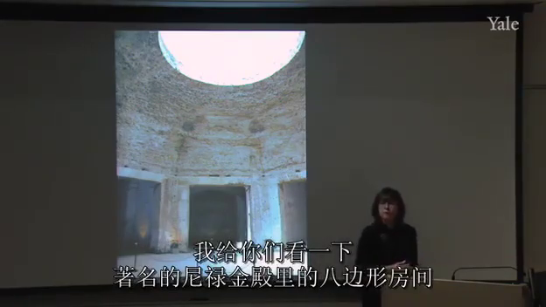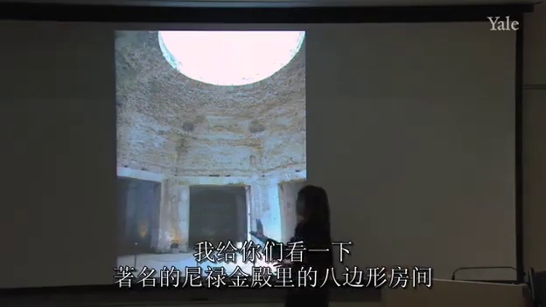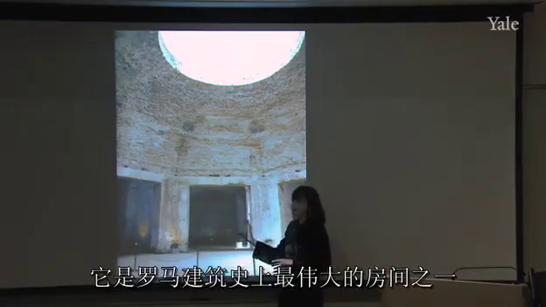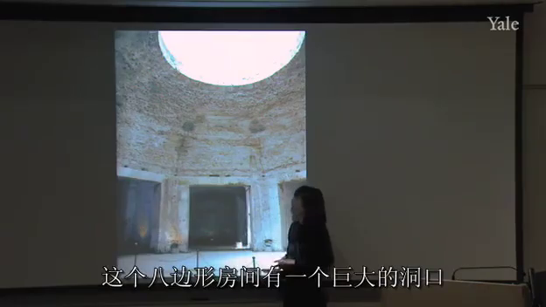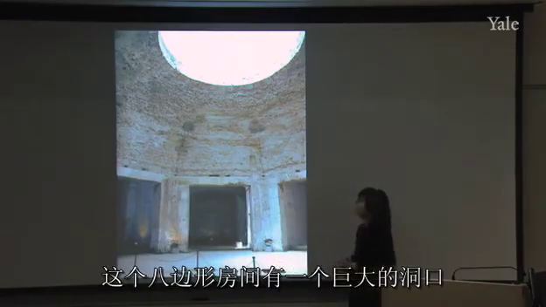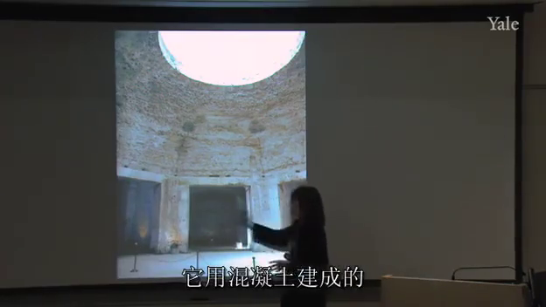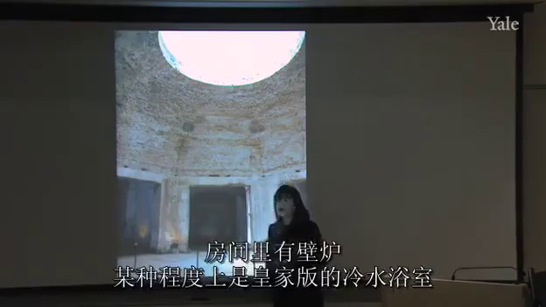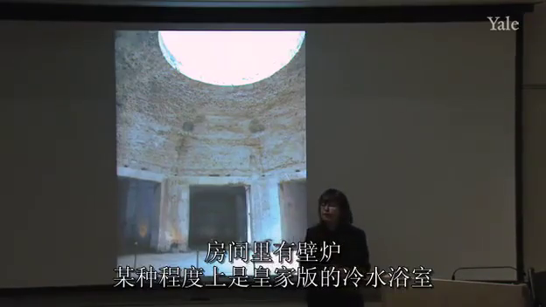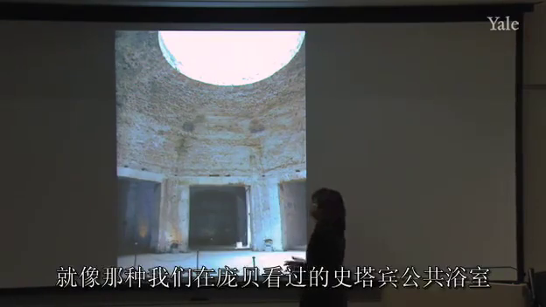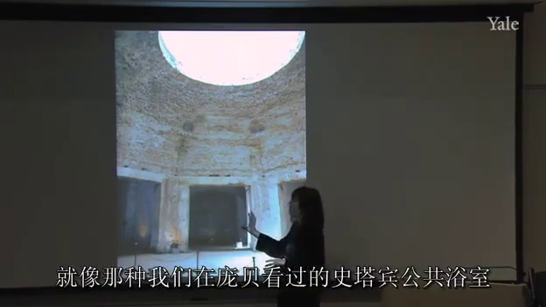I show you a view of the famous octagonal room of Nero's Domus Aurea. It is one of the greatest rooms in Roman architecture. It's an octagonal room that has a large oculus. It is made out of concrete. It has radiating alcoves. And it is, in a sense, a grandiose version of the frigidarium that we saw in the Stabian and Forum baths at Pompeii.